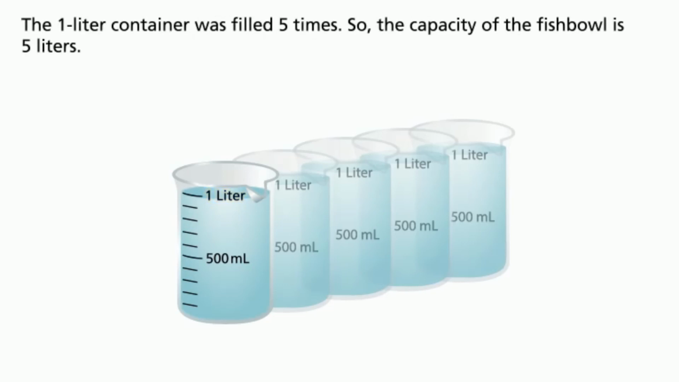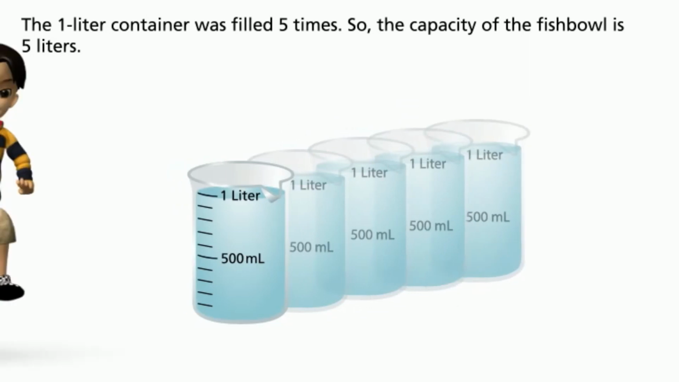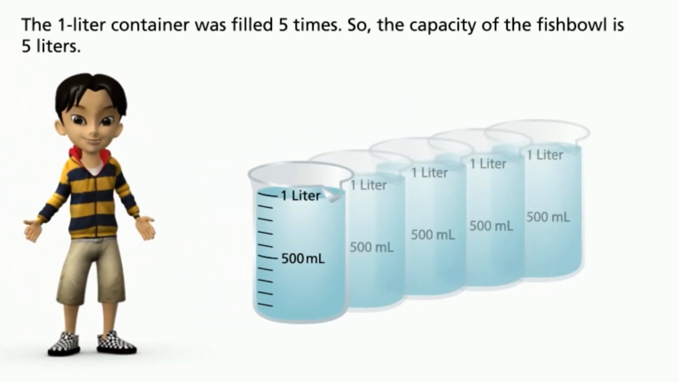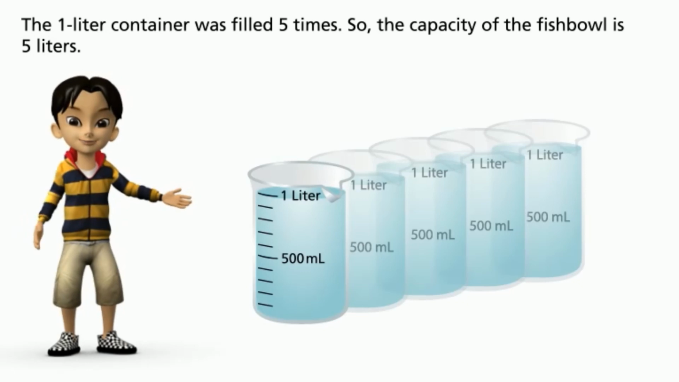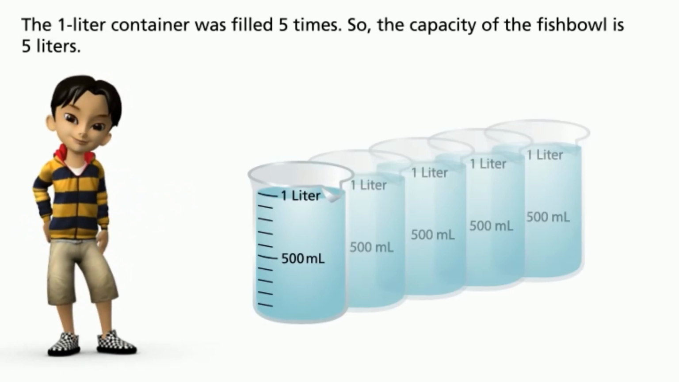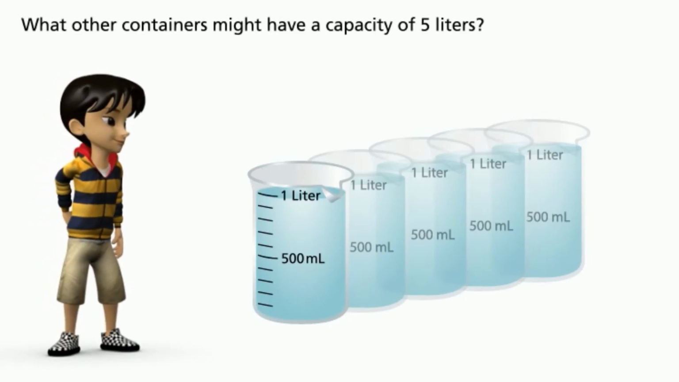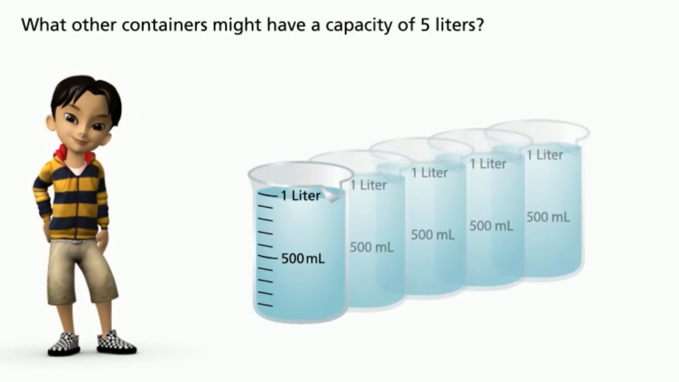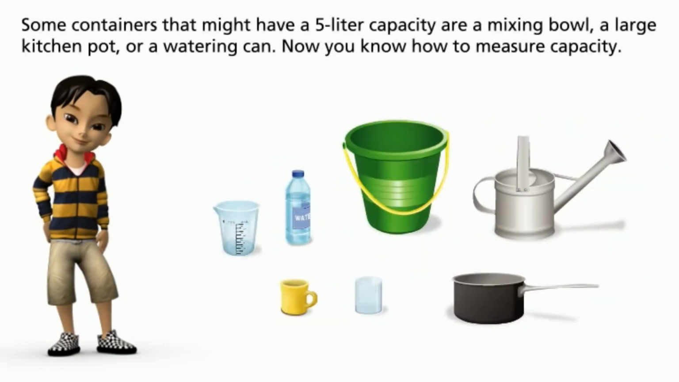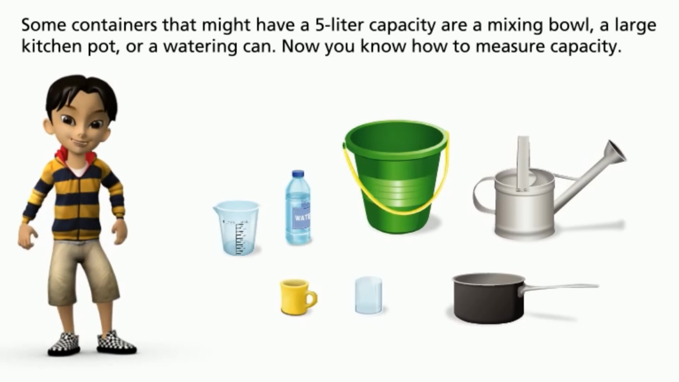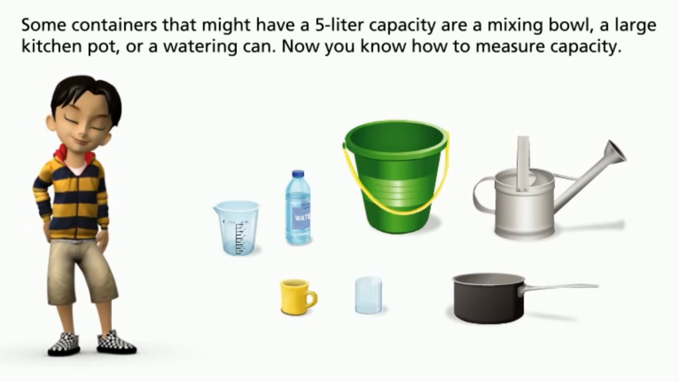The 1-liter container was filled 5 times. As you work, it is helpful to keep a record of the measurements made. So the capacity of the fishbowl is 5 liters. What other containers might have a capacity of 5 liters? Some containers that might have a 5-liter capacity are a mixing bowl, a large kitchen pot, or a watering can. Now you know how to measure capacity.